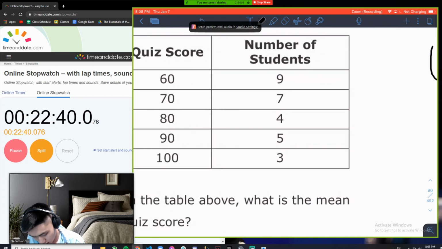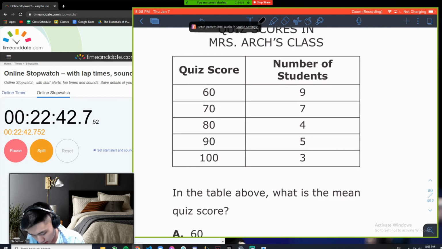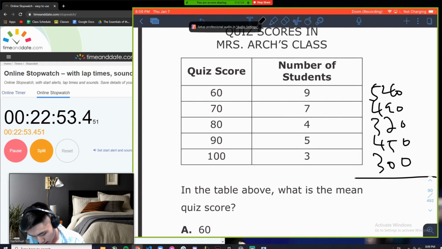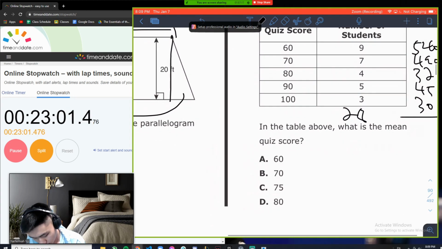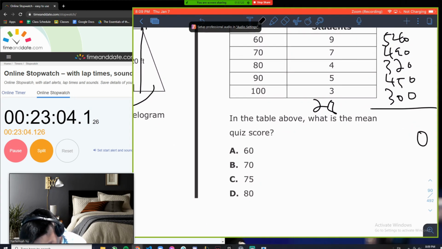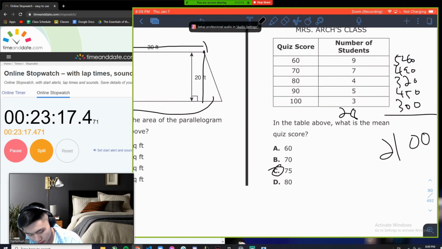So you basically multiply it out, right? 9 times 60, 540, 490, 320, 450, 300. Divide by that, and divide by the sum of 8. So it's 28 students. What is this? Zeros, 0. 2100. So it's 75 divided by 20.